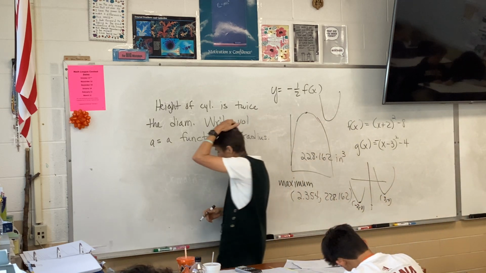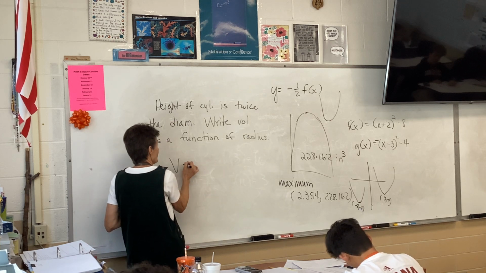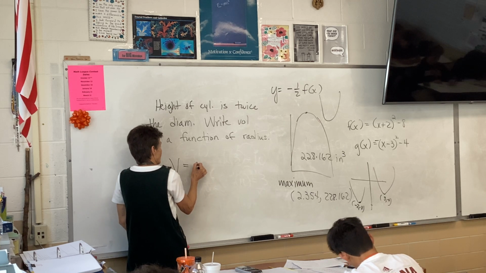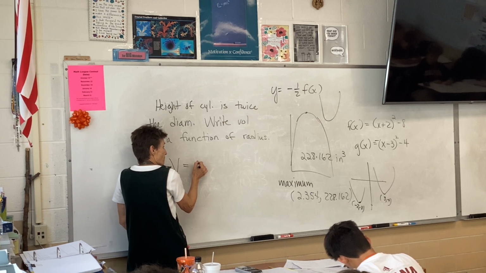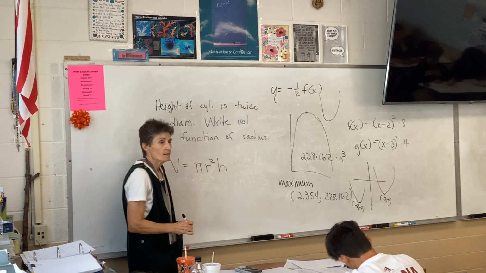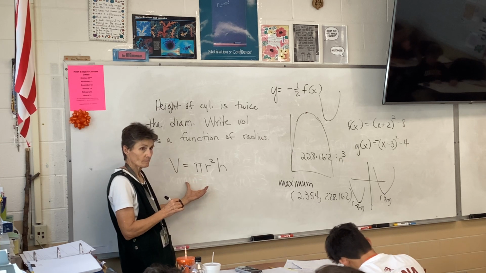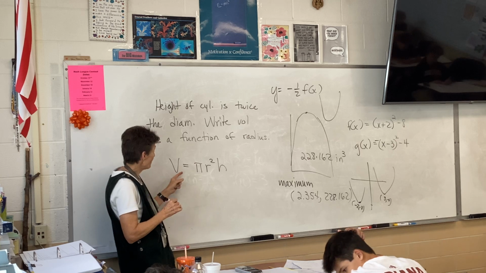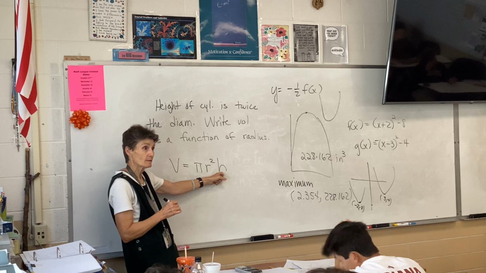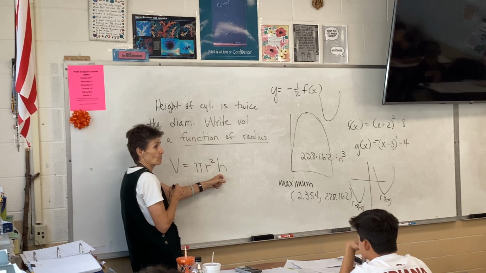Okay, so here we go. What is the volume of a cylinder? We talked about this the other day. You guys knew this. The volume of a cylinder is pi r squared h. And that formula right there is perfect. It's wonderful. But volume is in terms of radius and height, and we want it only to be in terms of radius.